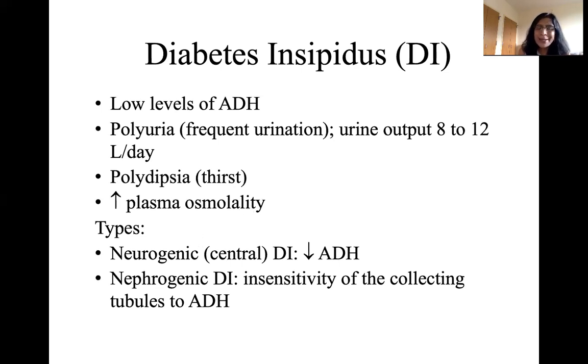As you may or may not know, the fluid osmotic concentration in the body typically is about 290 milliosmol, but here it would be greater than this number. Okay. Now, as I mentioned before, there are two types: neurogenic or central diabetes insipidus, where you're releasing less ADH. Nephrogenic diabetes insipidus is where you have a normal amount of ADH, but the kidney tubules are insensitive to ADH. Okay, and it says collecting tubules.